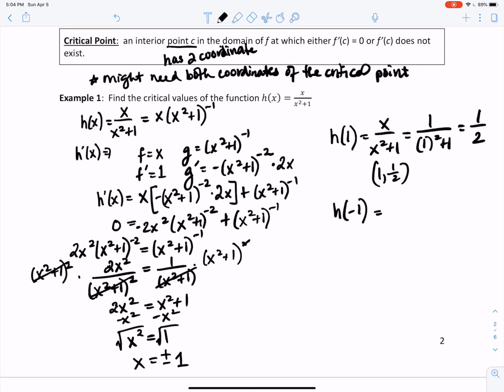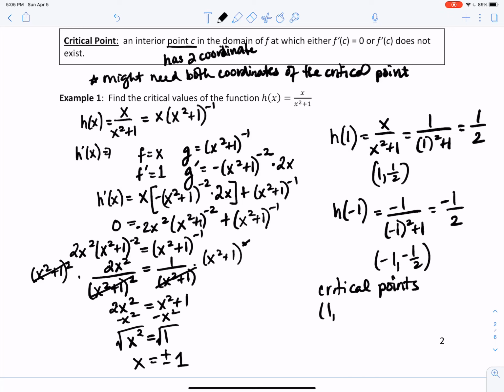So I'm going to substitute that back into my original equation, and I have negative 1 divided by negative 1 squared plus 1, which is negative 1 over 2, or negative 1 half. So my second point is negative 1 half. So my critical points, I have two of them, are 1 half and negative 1 half.